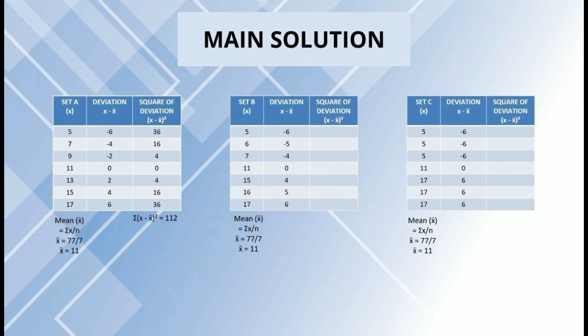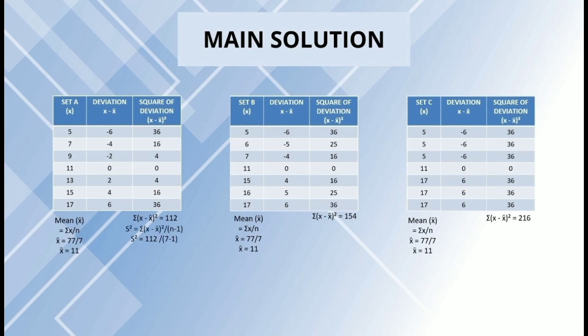For set B and C, we are going to follow the same procedure. So in set B, we get the summation of 154. And for set C, we get 216. To compute for the variance, we must divide the result by the sample population subtracted by 1. So our sample population is 7 subtracted by 1, so we get 6. So in set A, we got 112 divided by 6, we get the variance of 18.67. In set B, 154 divided by 6, we get 25.67. In set C, we get 36.